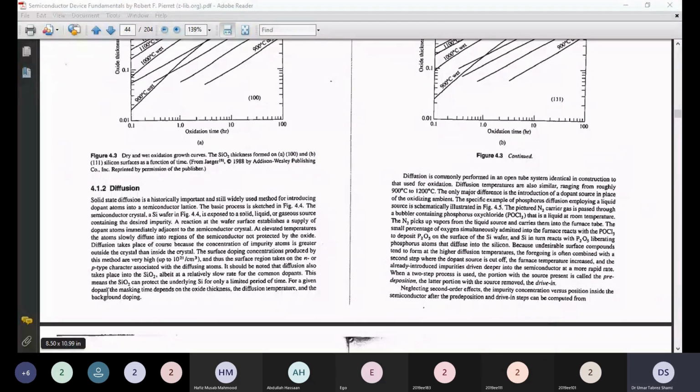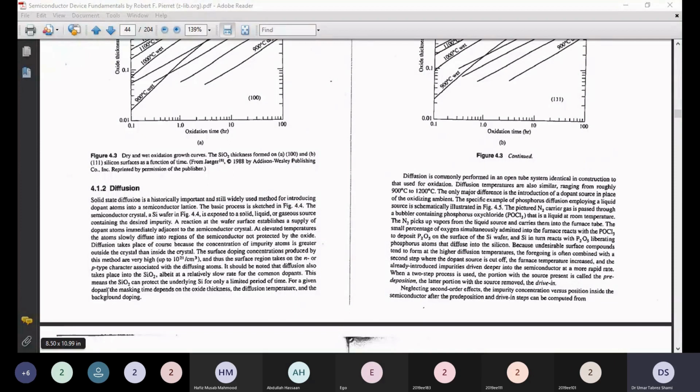The semiconductor crystal, a silicon wafer in 4.4, is exposed to a solid, liquid or gaseous source containing the desired impurity. A reaction at the wafer surface establishes a supply of dopant atoms immediately adjacent to the semiconductor crystal. At elevated temperatures, the atoms slowly diffuse into regions of the semiconductor not protected by oxide.